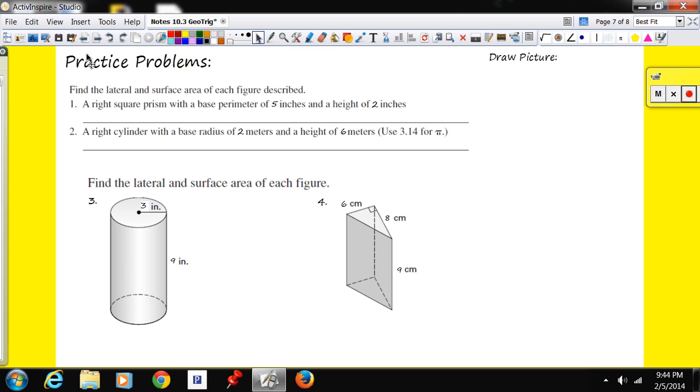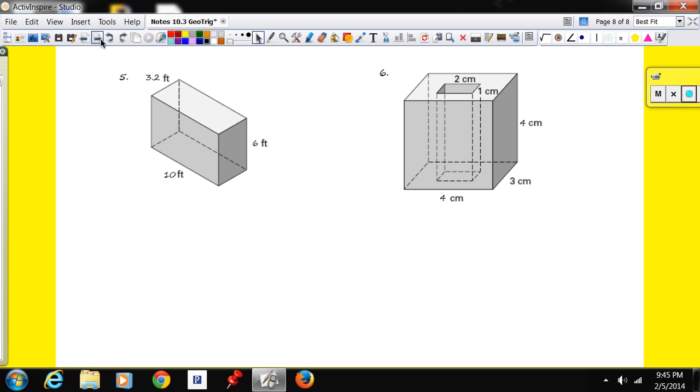Alright, that is it for notes. Here are your practice problems. On the first two here, make sure you draw a picture over here. It will help you. You got your base perimeter of 5 and your height of 2. You should be able to figure that out. And then a right cylinder, you can just figure that out. You've got these two to find the surface area of these two.